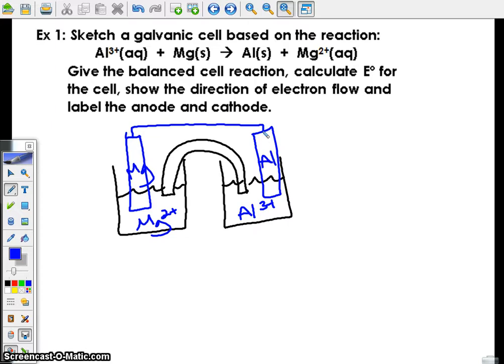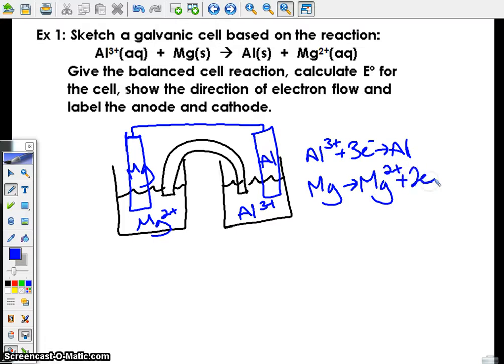And there's my wire. So I need to label the anode and the cathode. The reaction is given, so I can already see that I have Al3+ becoming Al, and I have Mg becoming Mg2+. So those are my half reactions on the side. Is Al being oxidized or reduced? Reduced. If it's reduced, is it the anode or the cathode? Cathode. So I'm going to label the aluminum side as the cathode, which means the magnesium side is the anode.